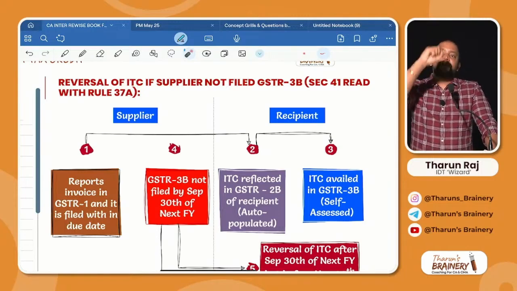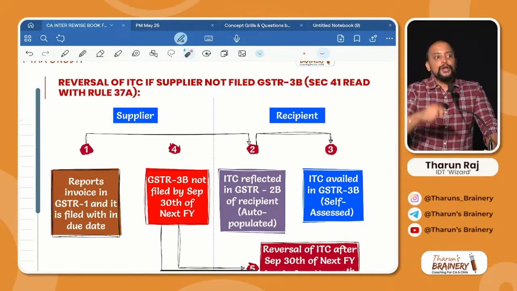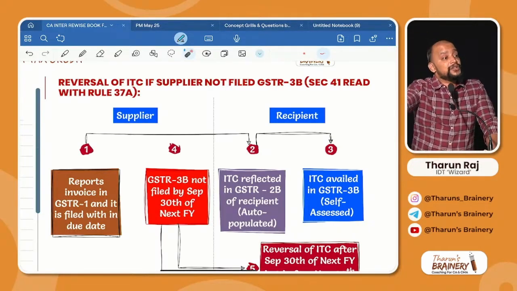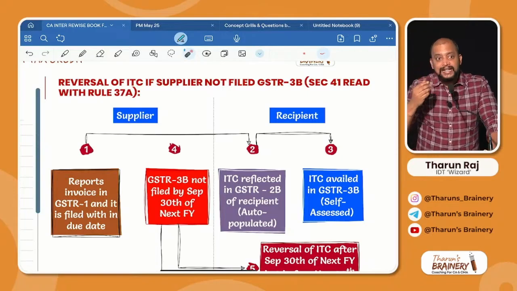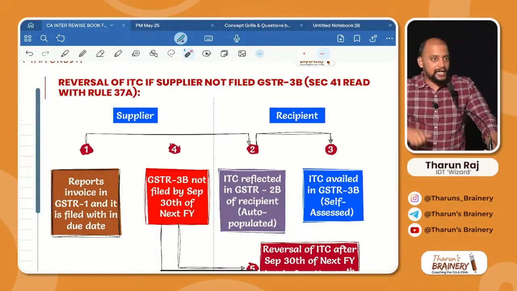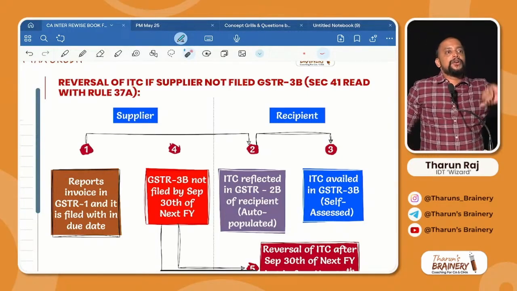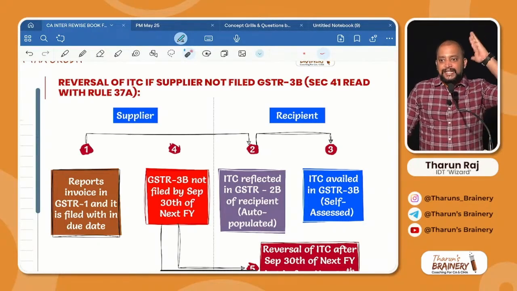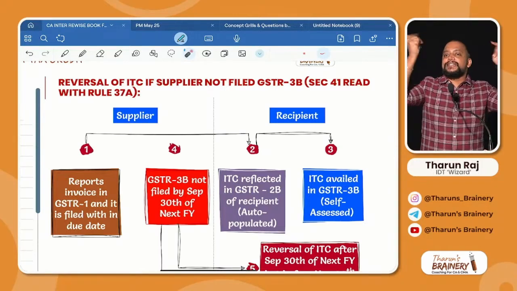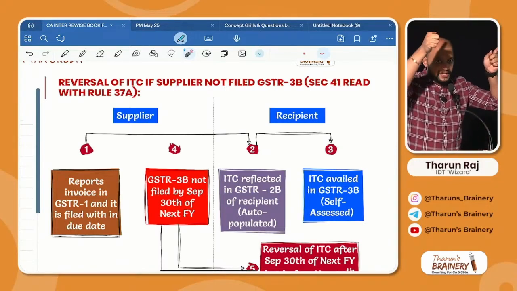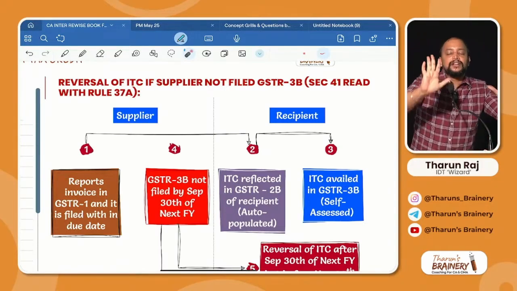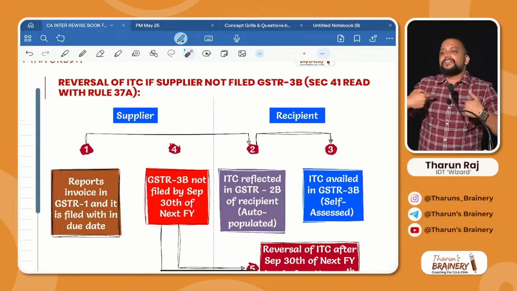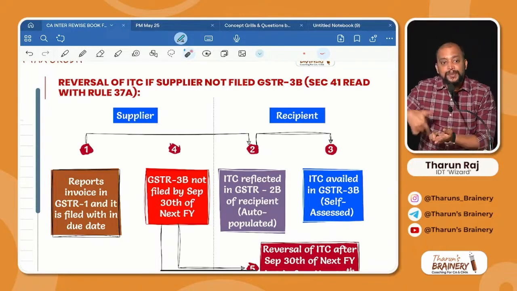But sir, what is the time limit given to the supplier to file the 3B? September 30th of next financial year. Means 6 months from the March financial year end: April, May, June, July, August, September. By September 30 he should file the GSTR 3B. If he files, no problem. If he is not filing, then whatever ITC that I have already availed needs to be reversed.